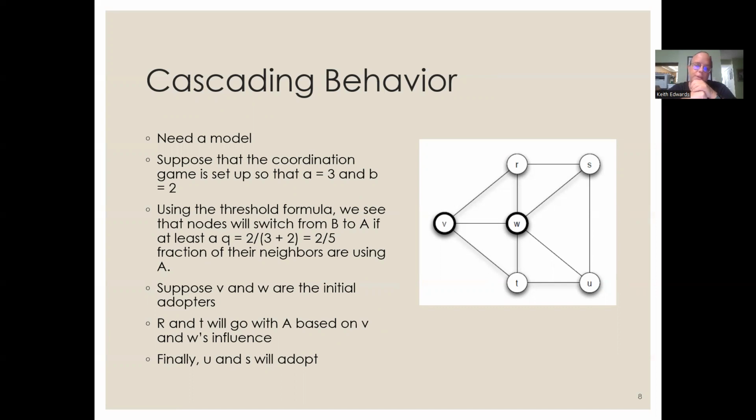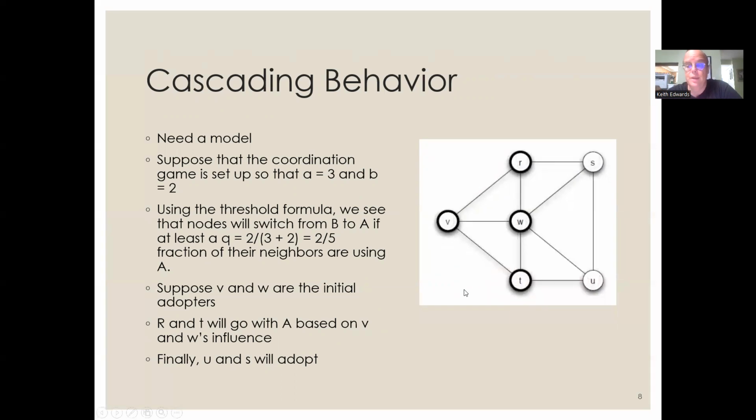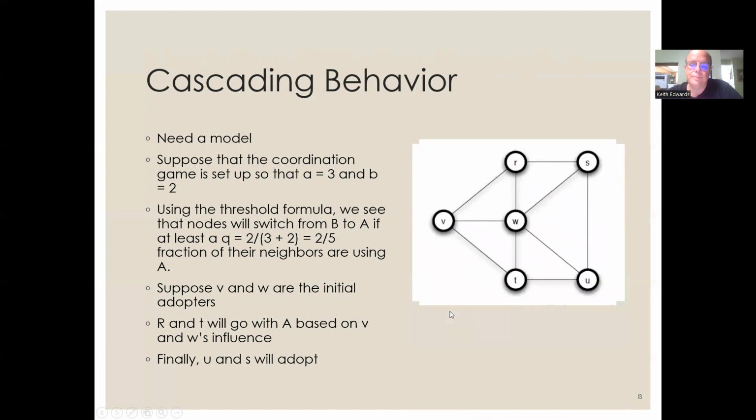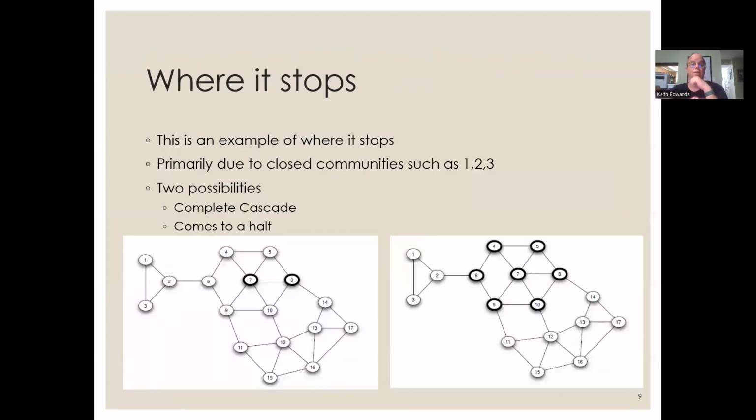Well, R, 2/3 of its neighbors are using A, so R is going to go over. And T, 2/3 of its neighbors, V and W, are using A, so T is going to flip over. Now we look at the next round. S, at least 2/3. In fact, 2/3 are using it, so that's better than 2/5, so it's going to go. And same with U. And everybody ends up adopting it. We get a complete cascade in this case.